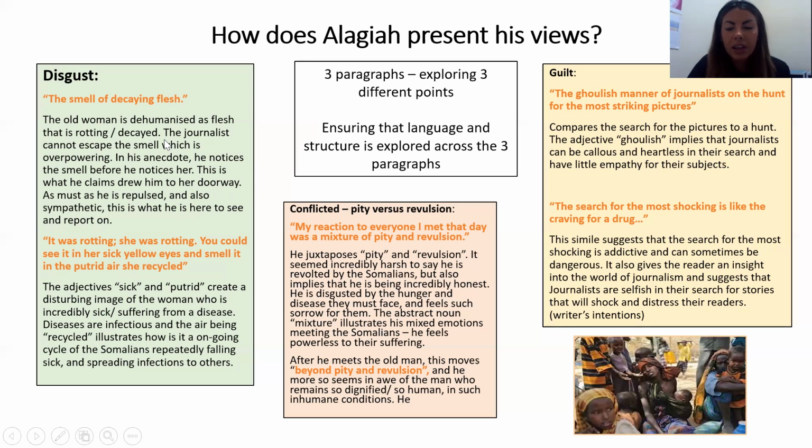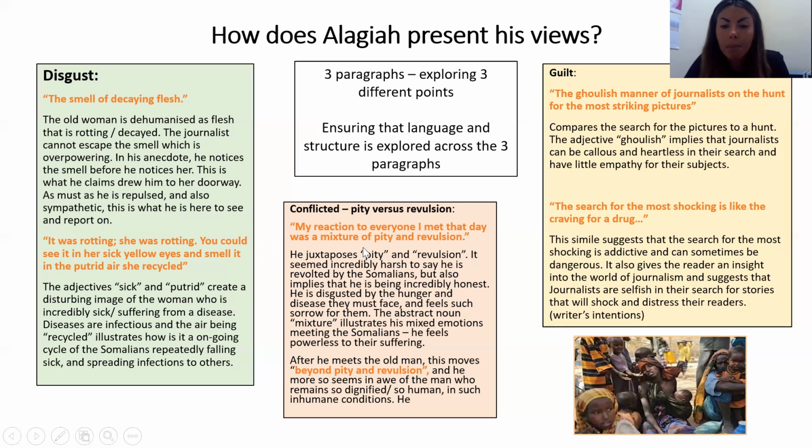As well as, that sounds quite harsh that he's disgusted by them, but that is what he says. He's disgusted not with them, but what he is actually seeing and what the extent of what they're suffering. So he's incredibly honest the way that he reports what he's seeing, what happens, which leads to him being very conflicted. So he mentions that while he has pity, he is also revolted by what he is seeing.